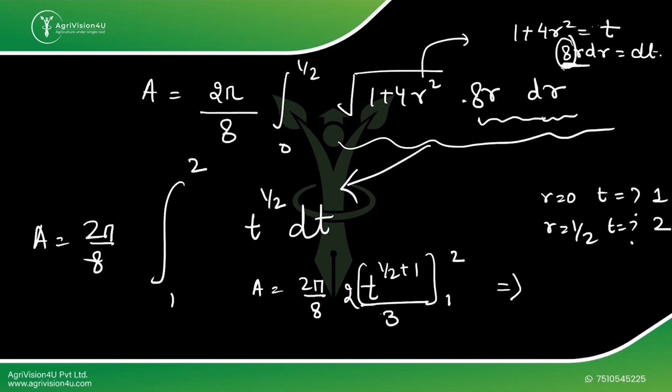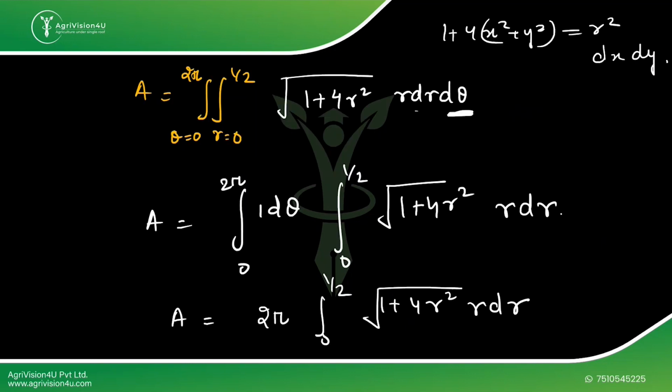So this is the part that we have solved, 2 pi 8, right? And t to the power, suppose some value that you are getting here is 1 plus 1 by 2 plus 1, that is 3 by 2. 3 by 2 divided by 3 and 2, it is a constant value. Now the values are 1 and 2. Okay, that you have to put here.